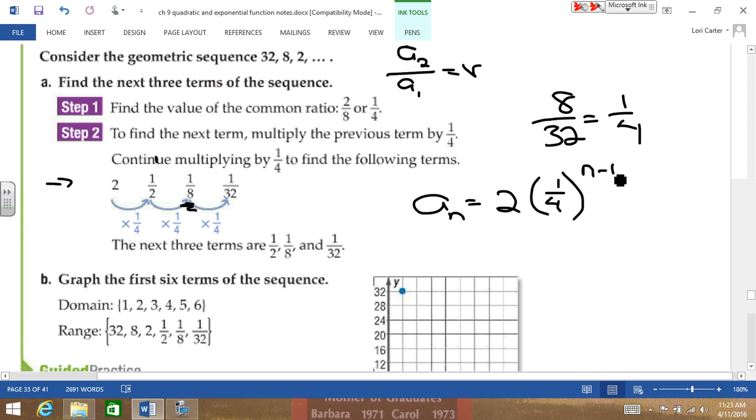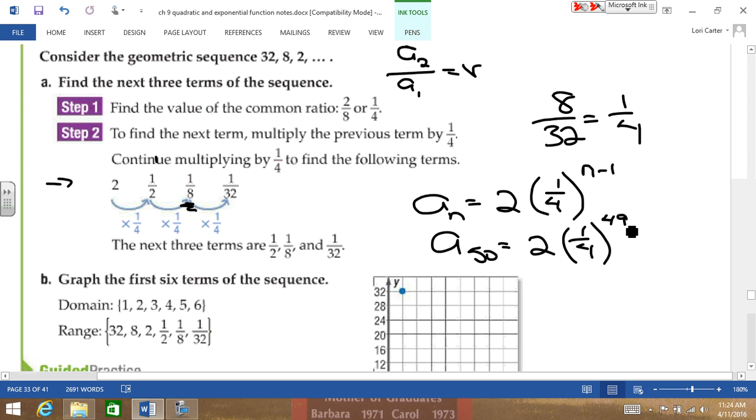It's actually any term. If it's not specified, it's the last. So if I want you to find the 50th term, what would you do? If I want to find the 50th, this would be a sub 50 equals 2 times 1/4 to the what power? 49th power. Are we getting it? Yes, ma'am.